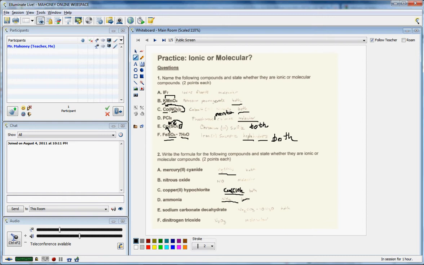So this is going to be Na2CO3 times 10 because it's a decahydrate, and this is going to be both, similar to the equation right up here. Let me grab the other pointer so we can actually see. So this next one is going to be dinitrogen. When it has these prefixes, we already know that it's going to be molecular. Those prefixes always tell us what it's going to be. So dinitrogen, N2, trioxide, so it's 3 O's. So N2O3 for that one.